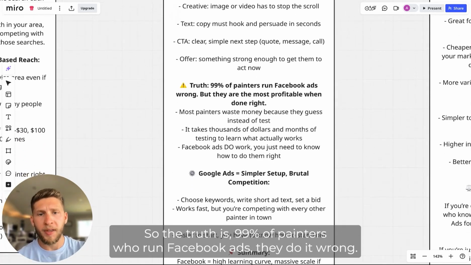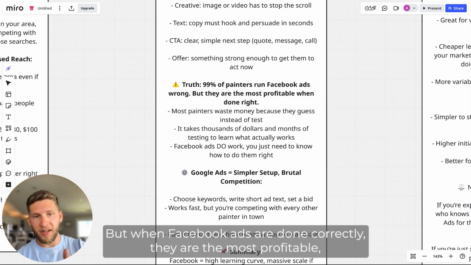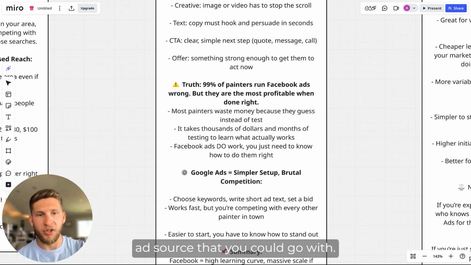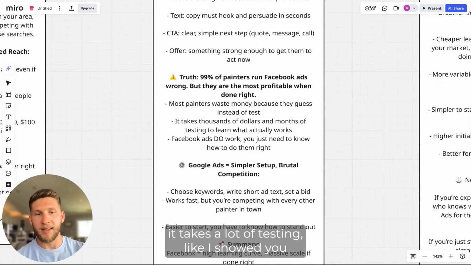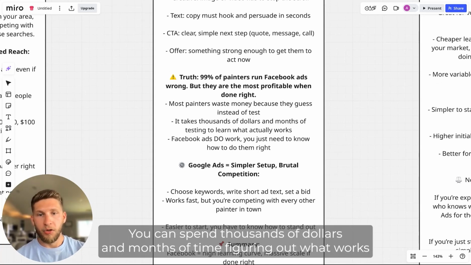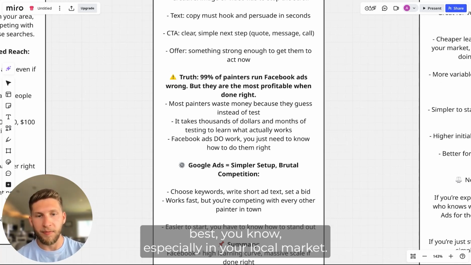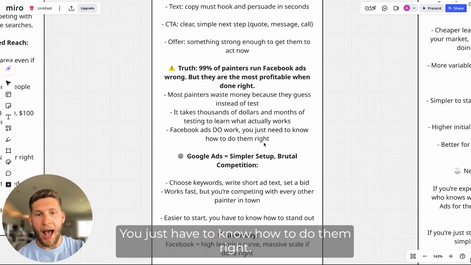So the truth is 99% of painters who run Facebook ads do it wrong. But when Facebook ads are done correctly, they are the most profitable ad source that you could go with. Most painters waste money because they guess instead of testing. It takes a lot of testing, like I showed you in the beginning of this video, to figure out what works. You can spend thousands of dollars and months of time figuring out what works best, especially in your local market. But Facebook ads, they do work. You just have to know how to do them right.